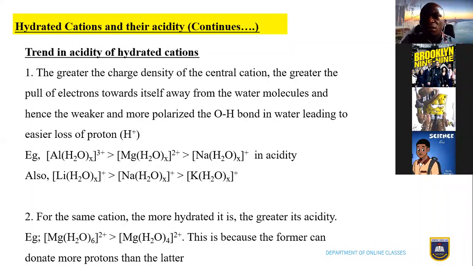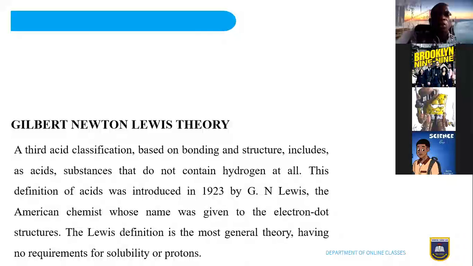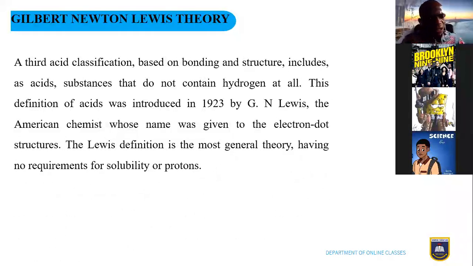All right. So that actually brings us to the end of the Bronsted theory. But we'll come back and look at some of the differences between that theory and other theories. But that's the end. The third acid classification based on bonding and structure includes as acids substances that do not contain hydrogen at all.